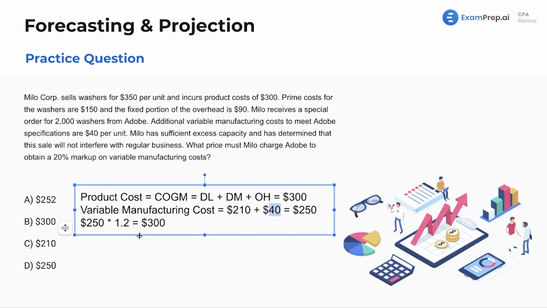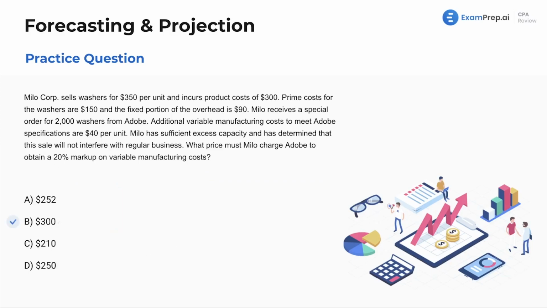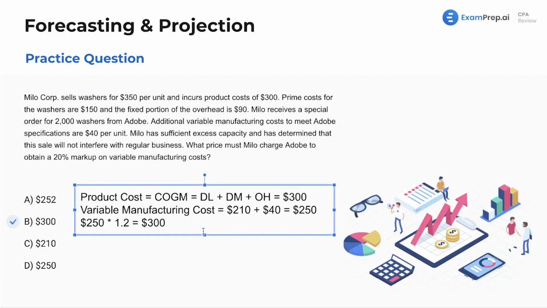There could be other criteria. Maybe you want a little bit more profit from this project. Maybe it's because there's a risk with this project. There's many reasons why there could be a markup. So final answer here is going to be $300, and that is our price that Milo must charge Adobe to obtain a 20% markup on variable manufacturing costs.